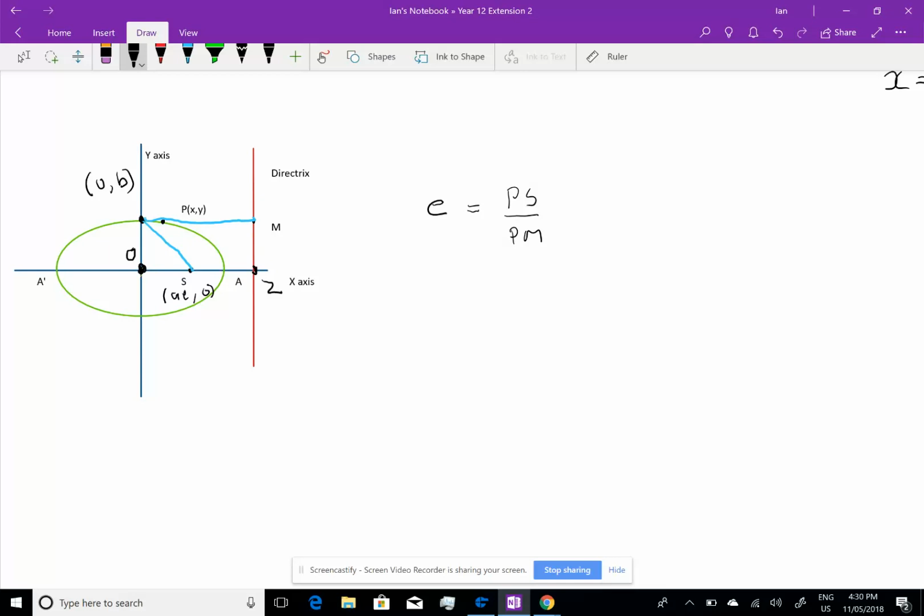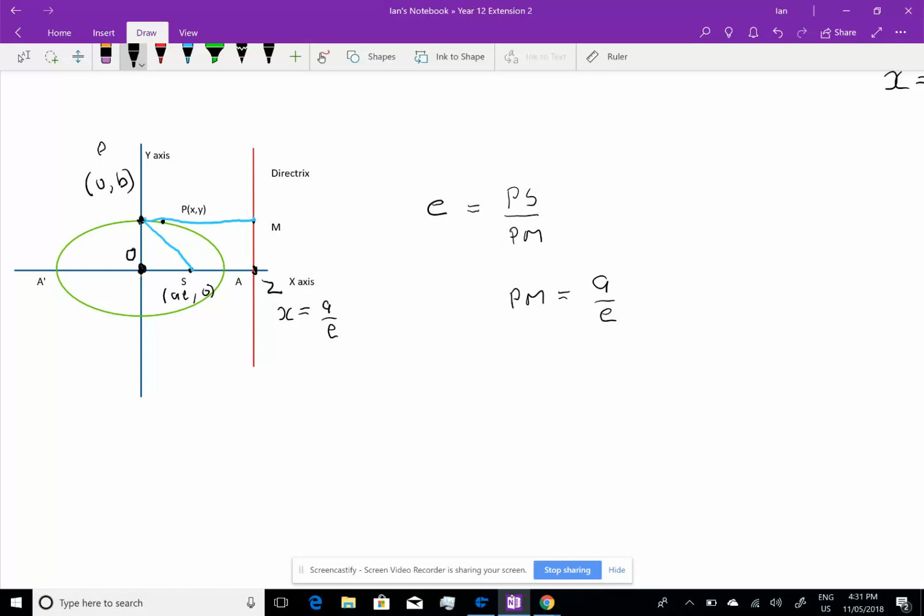Well, I know that the distance from my point here, I'm going to call this my point P, is from B, and I also know, over here, that the X value here is A on E. So this distance, PM, in this case equals A on E.